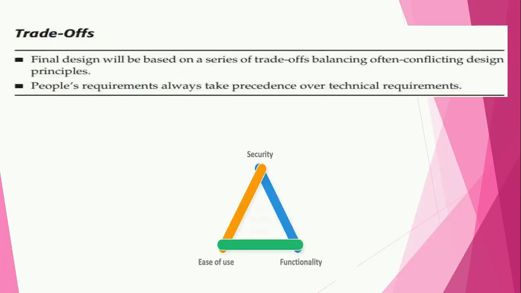Trade-offs. The final design will be based on a series of trade-offs, balancing often conflicting design principles. The people's requirements always take precedence over technical requirements. So what do you mean by trade-offs? Trade-offs should be concerned about the accuracy of the particular software, or the time, cost and ease of use. So you should balance all these things.